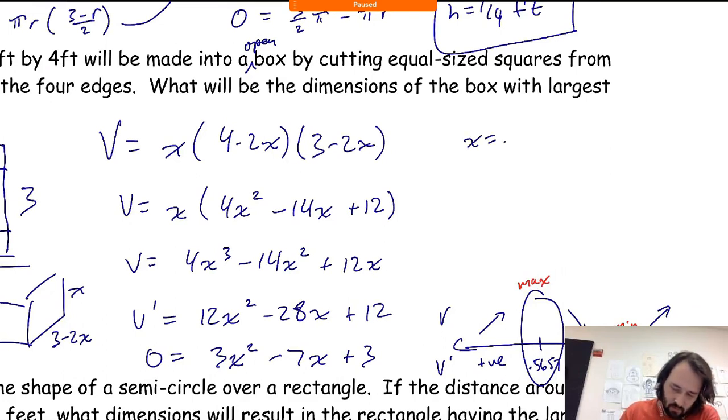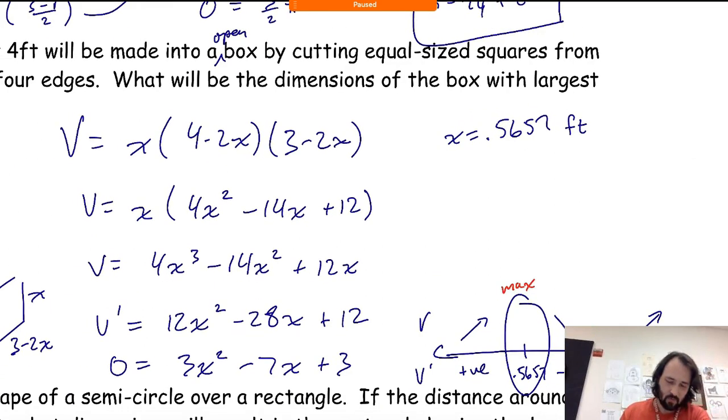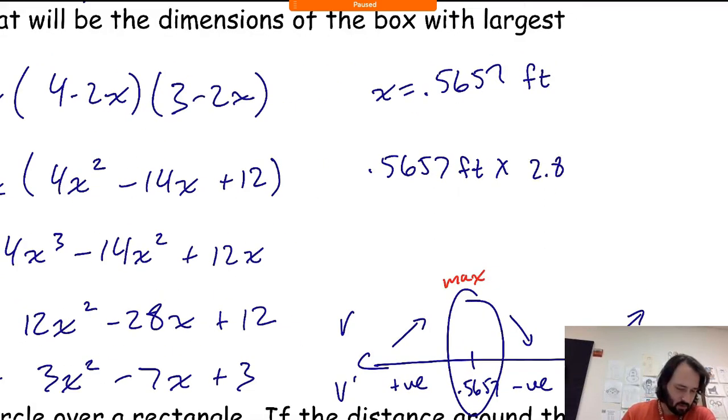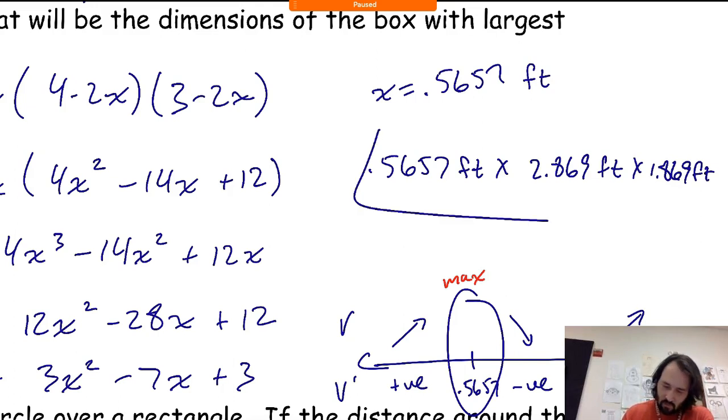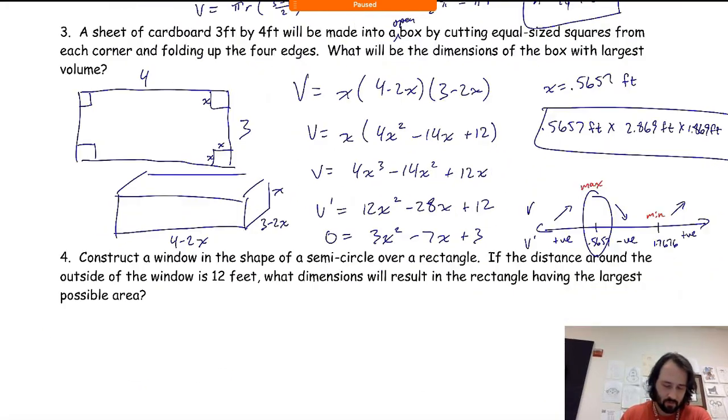So x would be 0.5657. What will the dimensions of the box be? So in feet, if you do 4 minus 2x by 3 minus 2x by x, that's 2.869 feet by 1.869 feet by 0.5657 feet. And there would be your dimensions of the box. It doesn't matter the order of that stuff. It's all going to be the same deal. Okay.